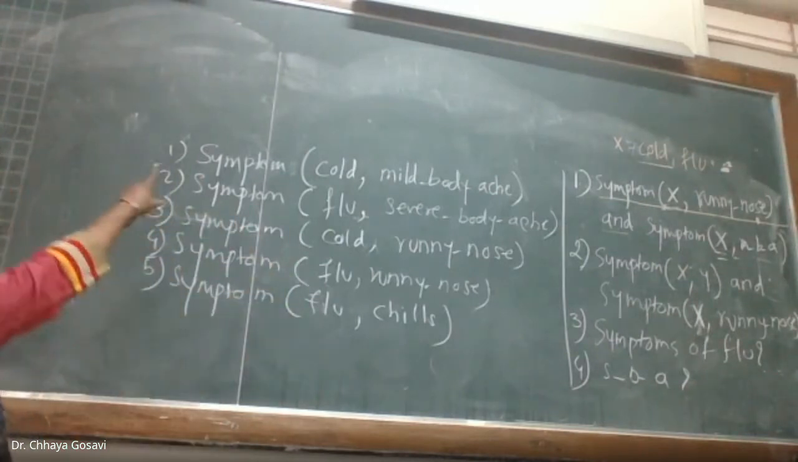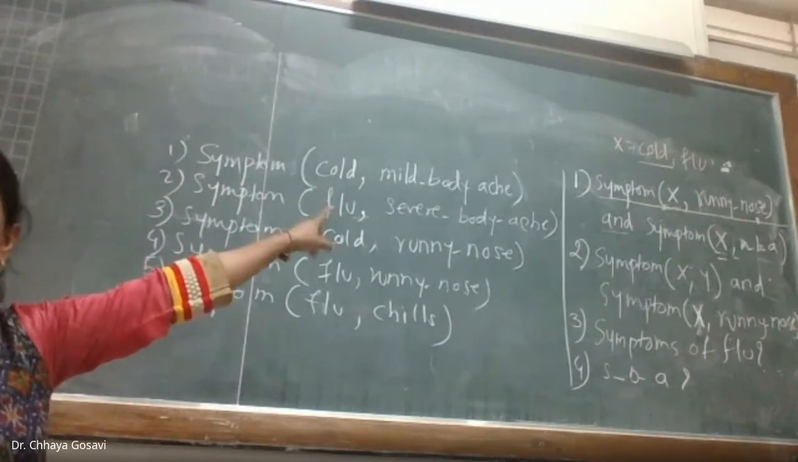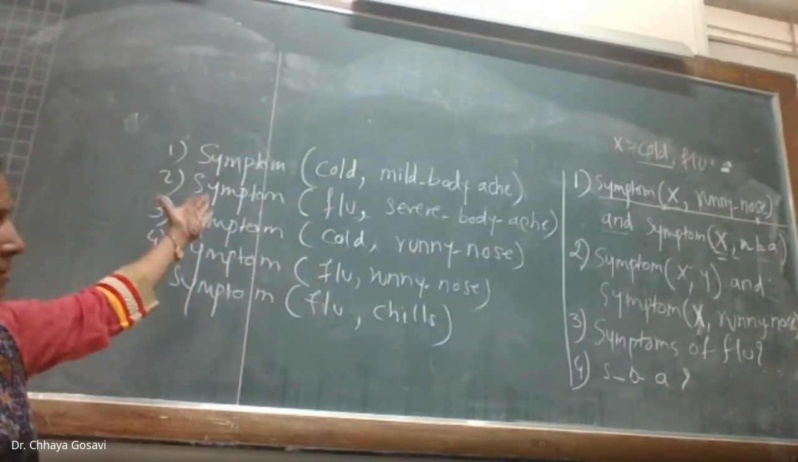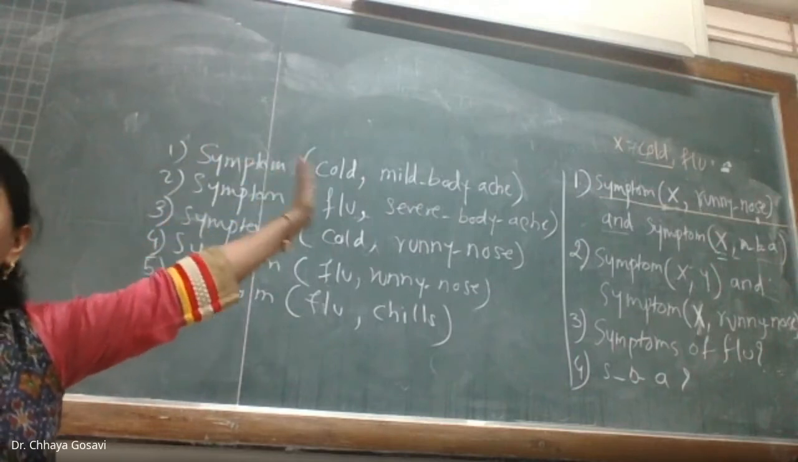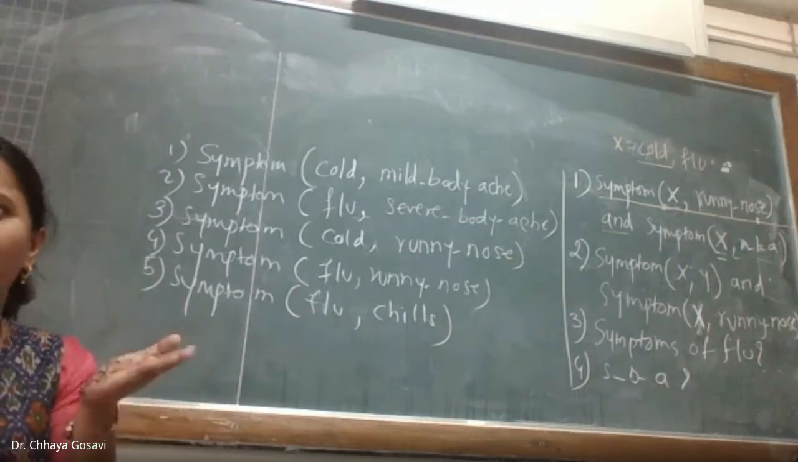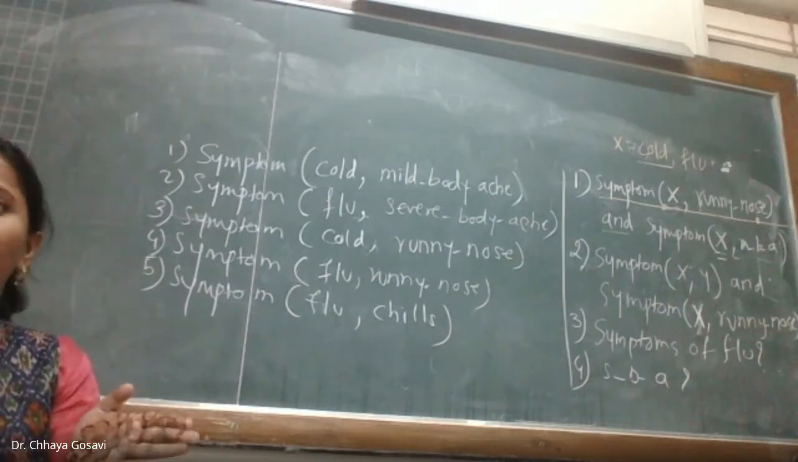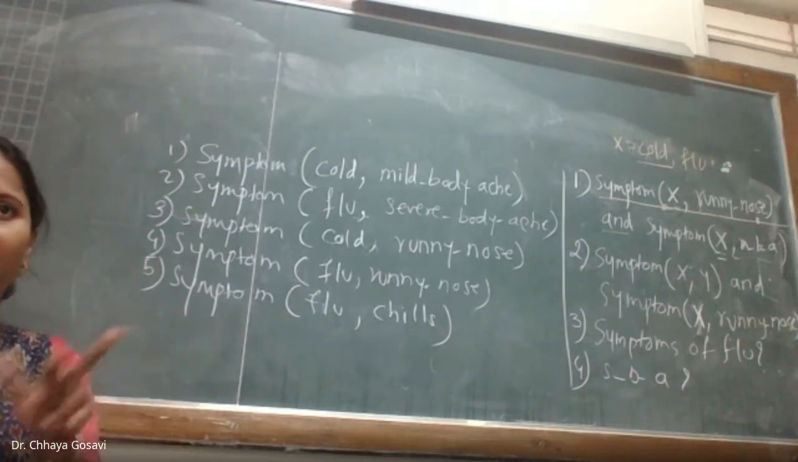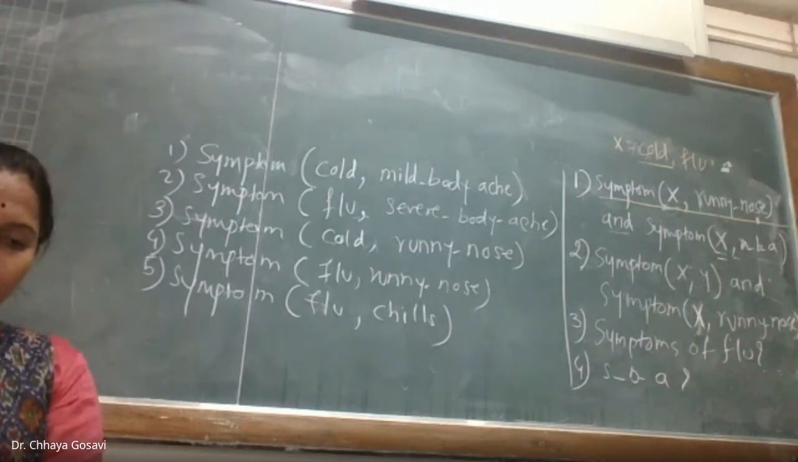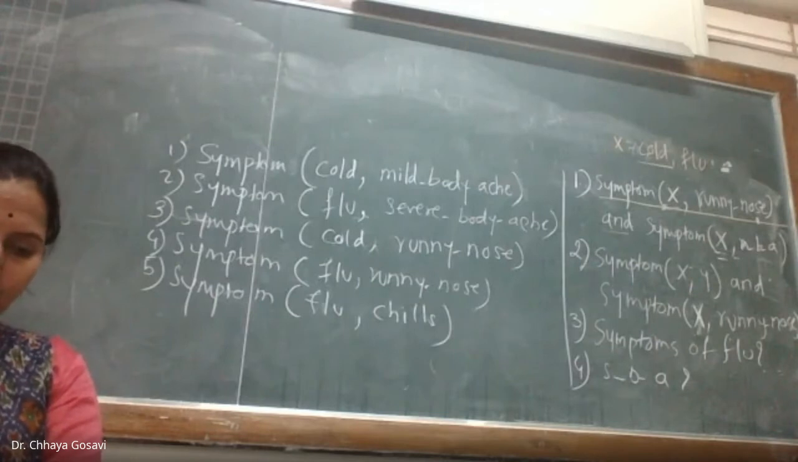So I'm saying a symptom of cold is mild body ache, which means I'm making a statement. For cold, mild body ache is one of the symptoms. So it's true. Or in yesterday's example, we have seen age A comma B. So we are stating that there is an age between A and B points. So it's a true fact. So logic programming consists of facts and rules.